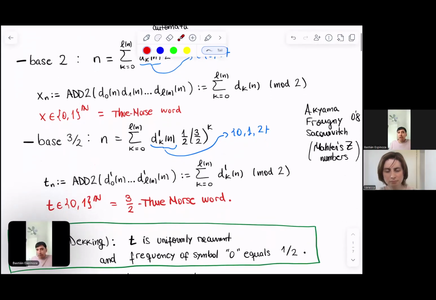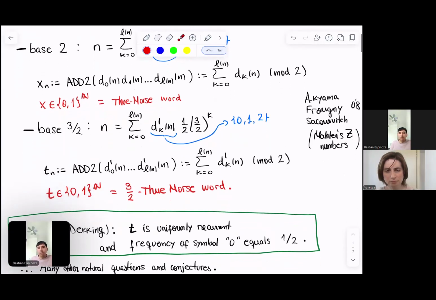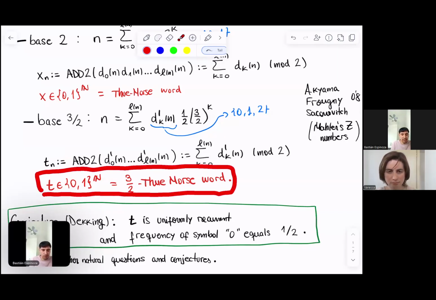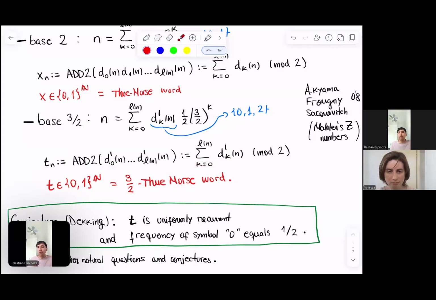Okay, so we have this new numeration system, and from that we can also define an infinite word using the same machine as before, sum modulo 2. And the result is what we call the 3/2 Thue-Morse word. And this is the object that we want to study. We're going to really focus on this example.